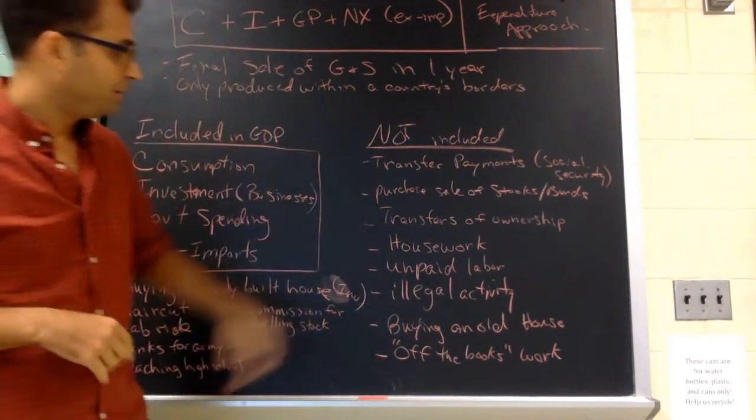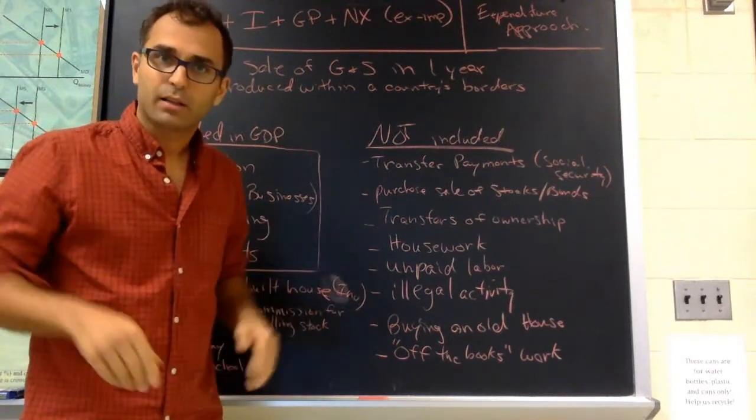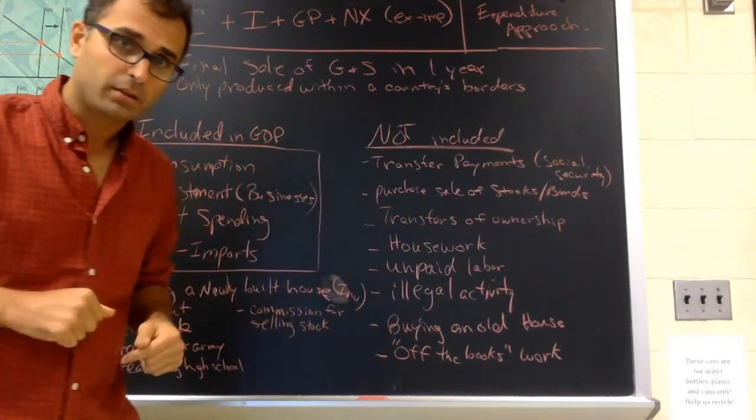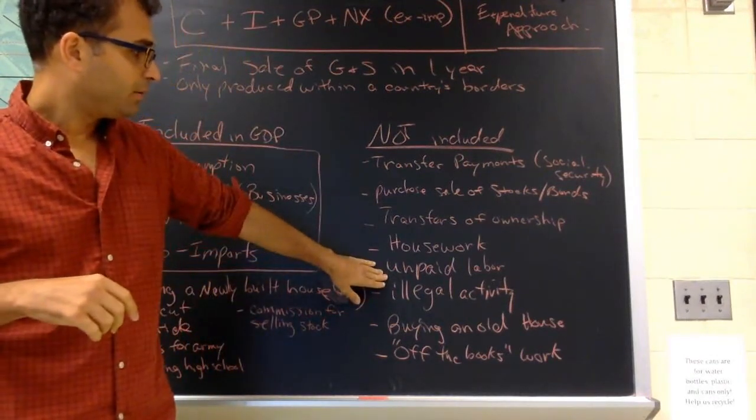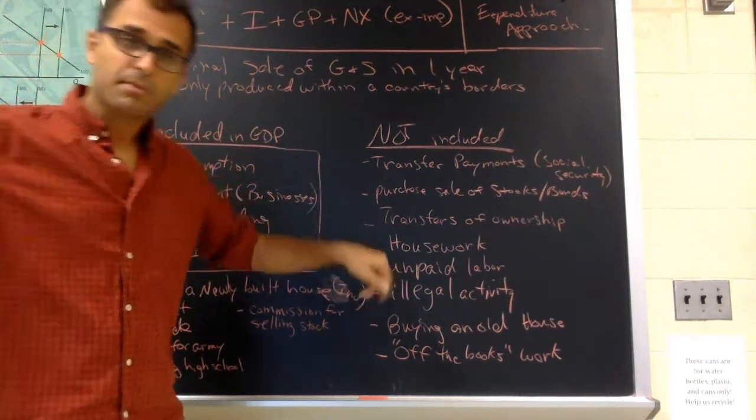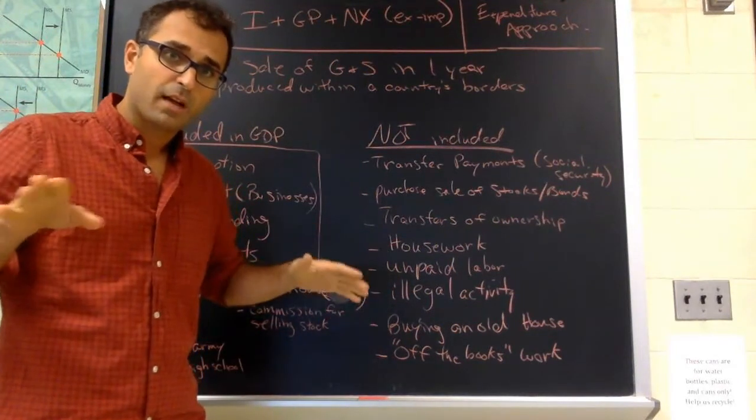Housework is not included. You mow your lawn, not included. You pay someone to mow your lawn, included. Like a landscaper. Unpaid labor, not included. Grandma comes over and babysits for you for 6 hours, not included in GDP.